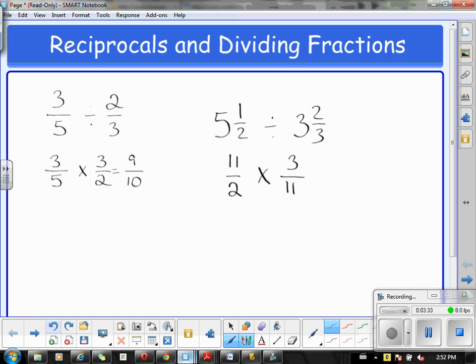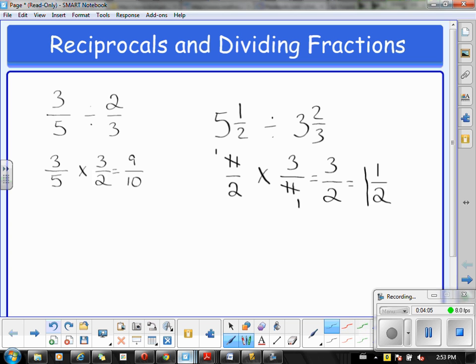Now can we cross reduce? 11 goes into 11, make that one, make that one. And then we just say 1 times 3 is 3, 2 times 1 is 2. It's an improper fraction, so we can make one group of 2 from 3 with 1 left over. So 5 1/2 divided by 3 2/3 equals 1 1/2.